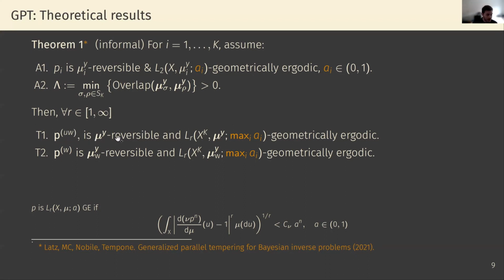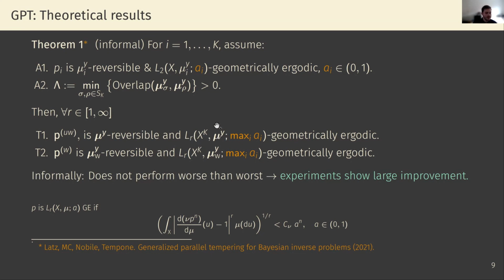the unweighted generalized parallel tempering algorithm is reversible with respect to mu I bold and geometrically ergodic with a rate that is the maximum of the rates, and that the weighted generalized parallel tempering algorithm is reversible with respect to this symmetrized measure mu I W, and converges to such a measure with geometric ergodicity with a rate that is given by the maximum of the rates. So informally, what this result says is that by doing these tempering techniques, you don't perform worse than the worst performing chain, you don't screw up. But experimentally, we have seen that these tempering approaches can lead to very large improvements in efficiency.